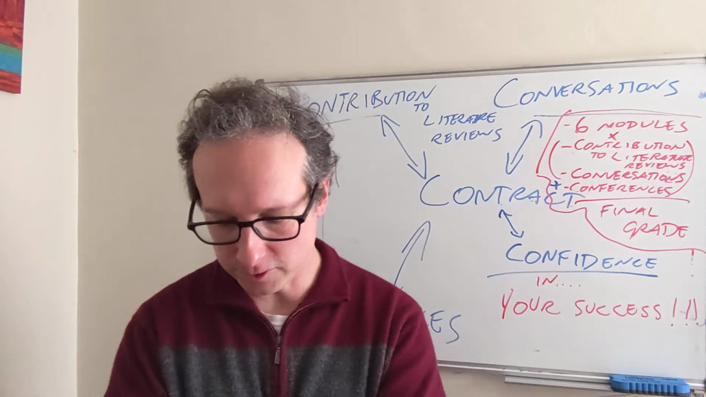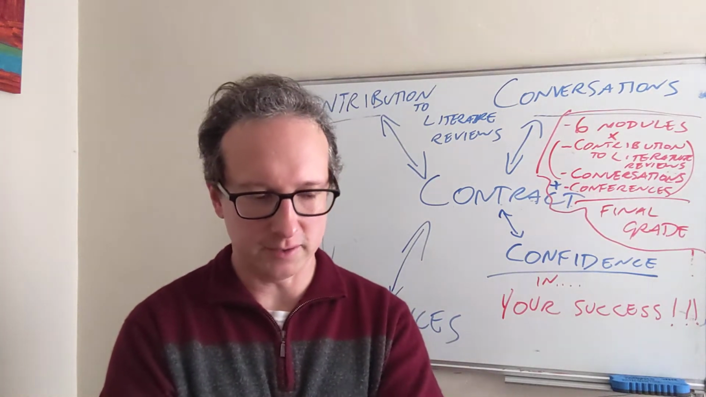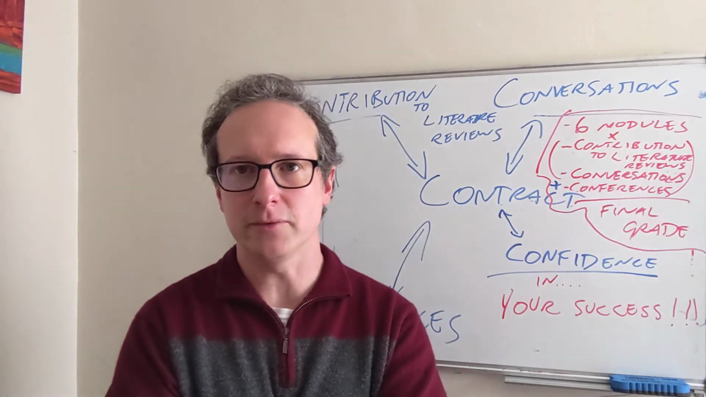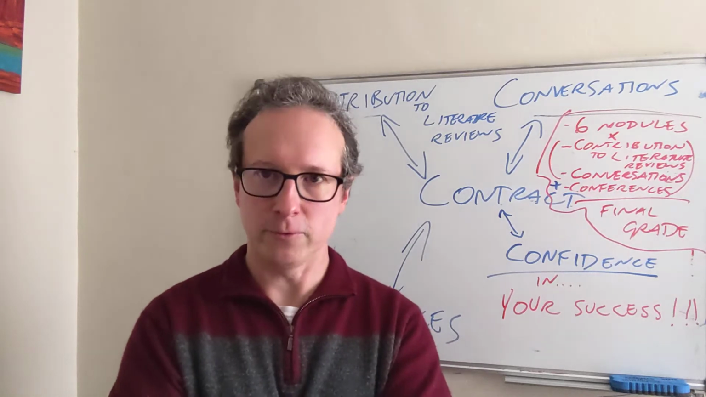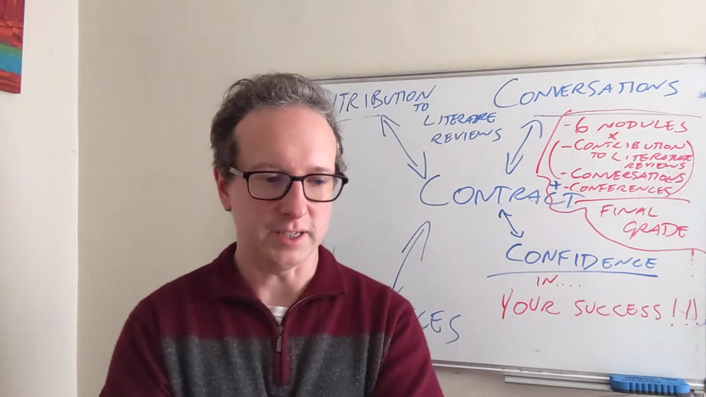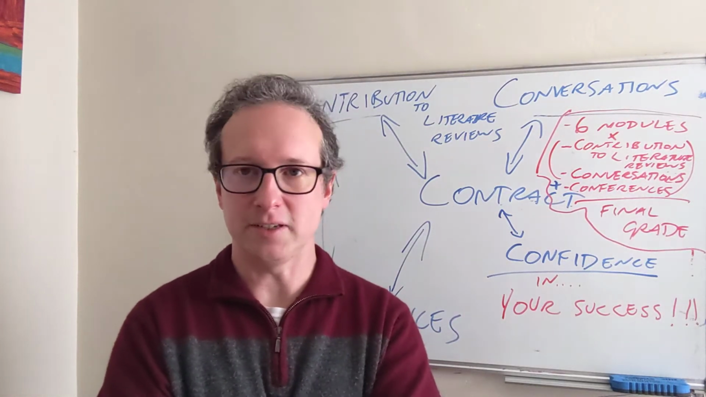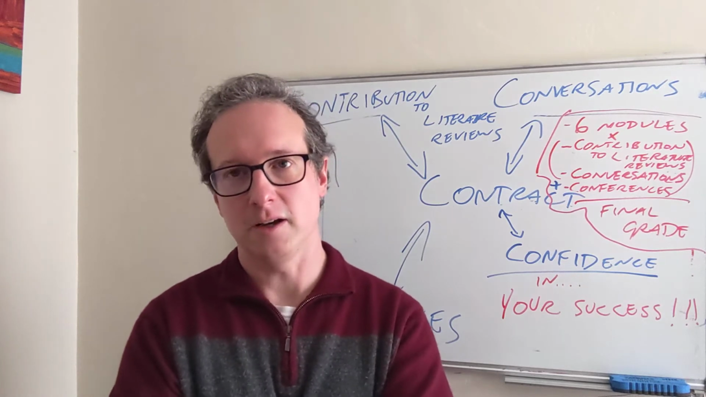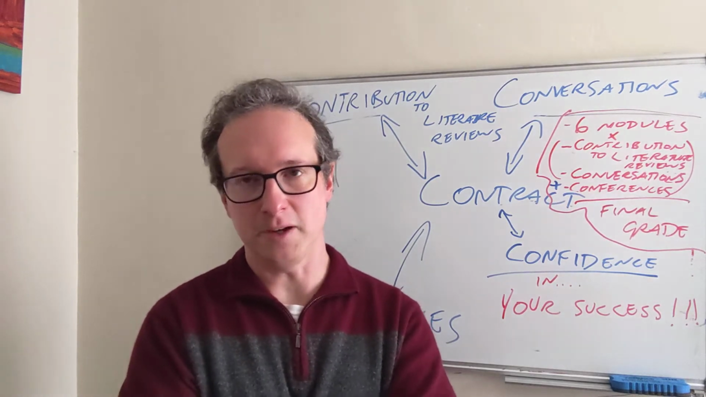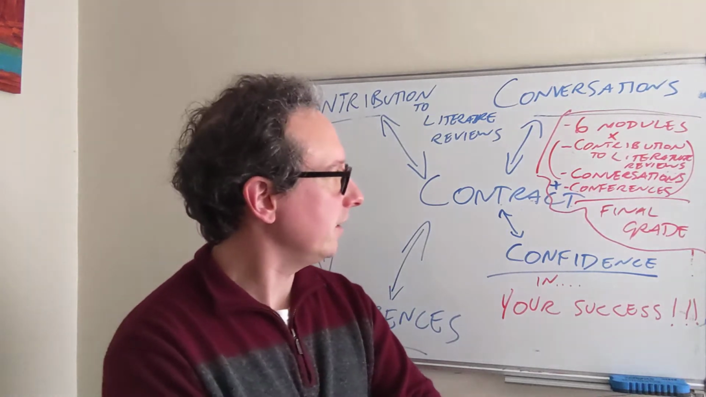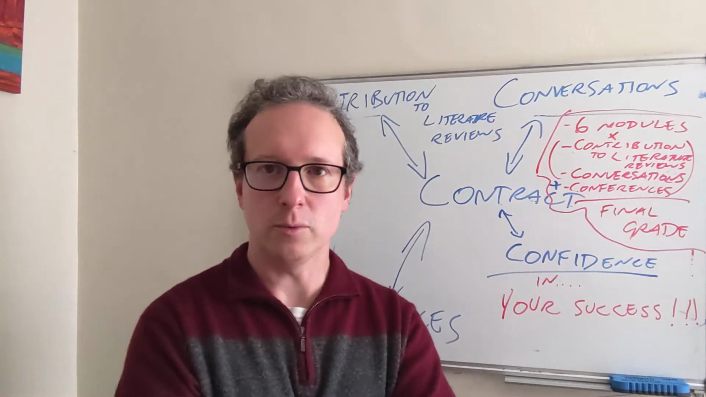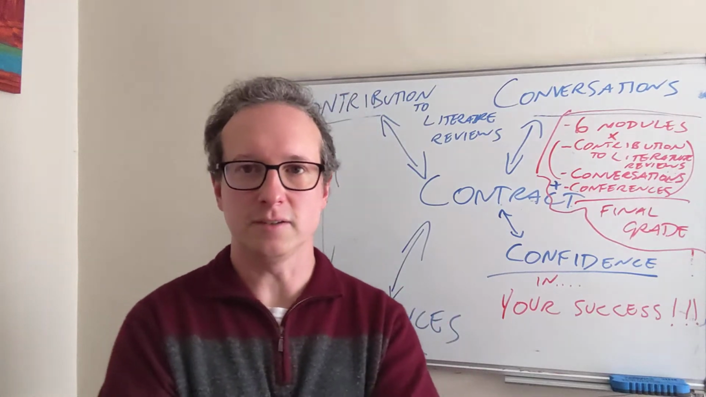The contributions to literature reviews are something you have between 2 and 3 weeks every time to do. They usually are about three or four pages. So altogether, if you times that by 6, that's about 20 pages or so of writing that you'll be doing. And that's going to be the main focus of what I'm going to be asking you to do in the course. But in addition to that, you also need to have what are called ongoing conversations.